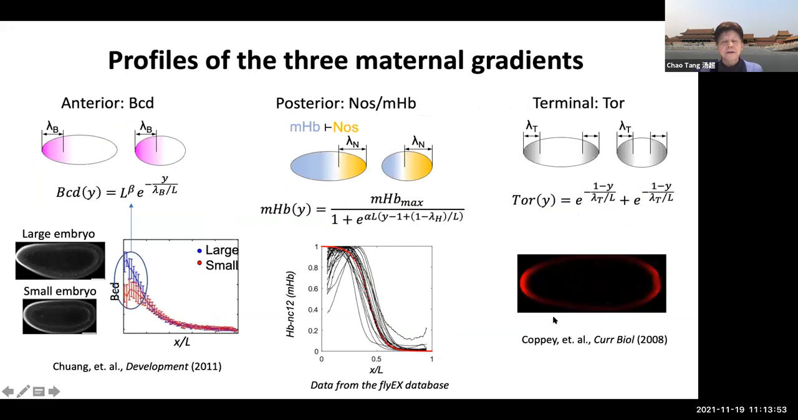Okay, so let's apply this idea to real data in Drosophila. As I said, Drosophila has exponential decay in the morphogen Bicoid, but it also has two other morphogens, Nanos and Torso. You don't have to know the details, but the profiles of these morphogens are measured experimentally to a fairly high precision. So we can just use the profile as input. And this is the only input in our model.